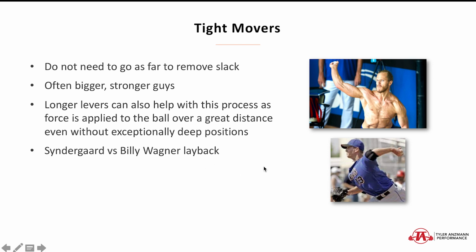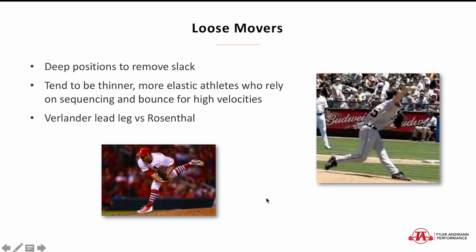All right, so then we have looser movers. These guys will tend to go to pretty deep positions to remove slack. So Justin Verlander is an interesting combo because he's not a loose mover up top, but in his lead leg, we can see that he generally will go to kind of hyperextension to remove slack from that front leg and effectively transfer energy up the chain into the upper body and ultimately into the arm.